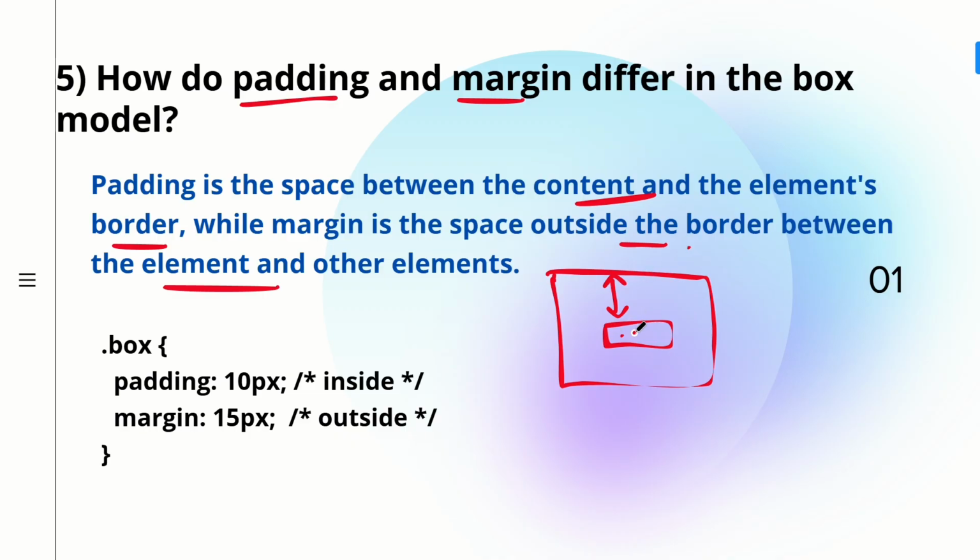So the space between the content and the border of that element is called padding, and margin is nothing but the space outside this border between the element and another element. Another div or any element can be there.